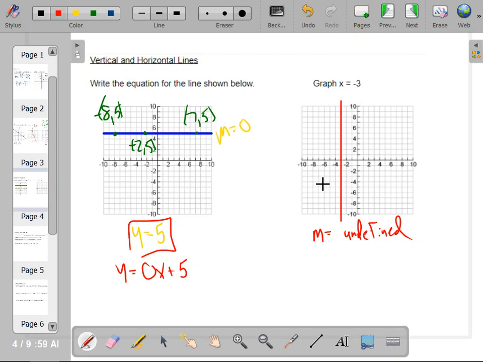Because if you count the rise over run, you rise any amount and you run 0, you cannot divide by 0. So if I rise 2 and run 0, you can't divide by 0. It's undefined. The slope is undefined.